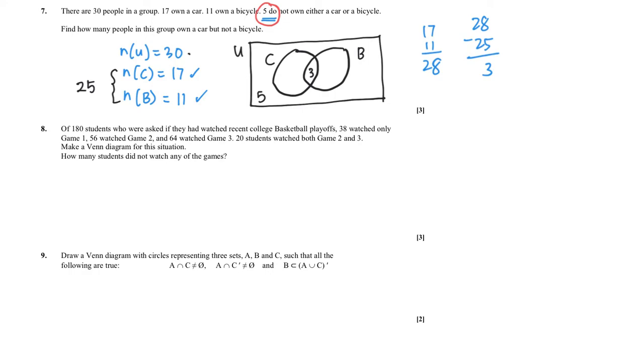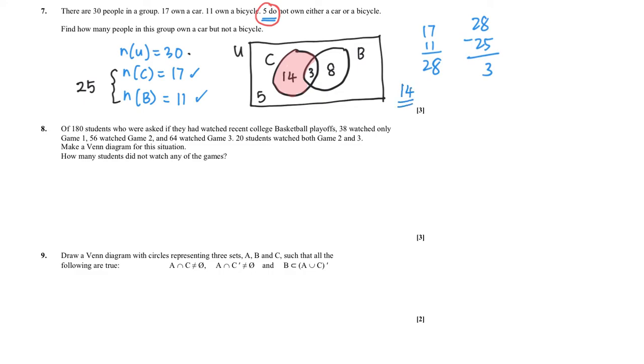And as we did before, the whole car should be 17. Since 3 is there, the balance should be 14 here. The same thing goes for bicycle. The whole bicycle should be 11. If 3 is there, 8 should be here. The question said, how many people in this group own a car but not a bicycle? Own a car but not a bicycle. That should be just this part, which is 14 as the answer.